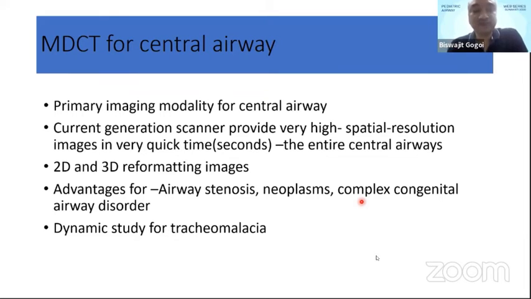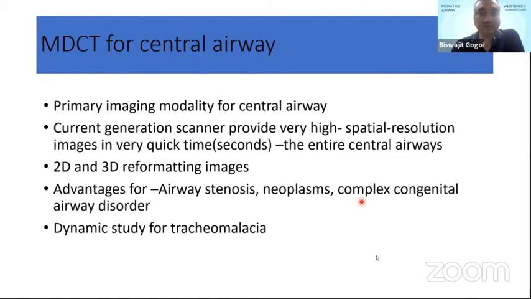I'm going to share one case today. That patient was already intubated and was shifted from the NICU to the center, where we required a radiological evaluation, a very quick CT evaluation. As I mentioned, it can reformat everything, 2D, 3D, everything. It's very advantageous for the central airway in airway stenosis, any kind of new tumor or complex congenital airway disorder.